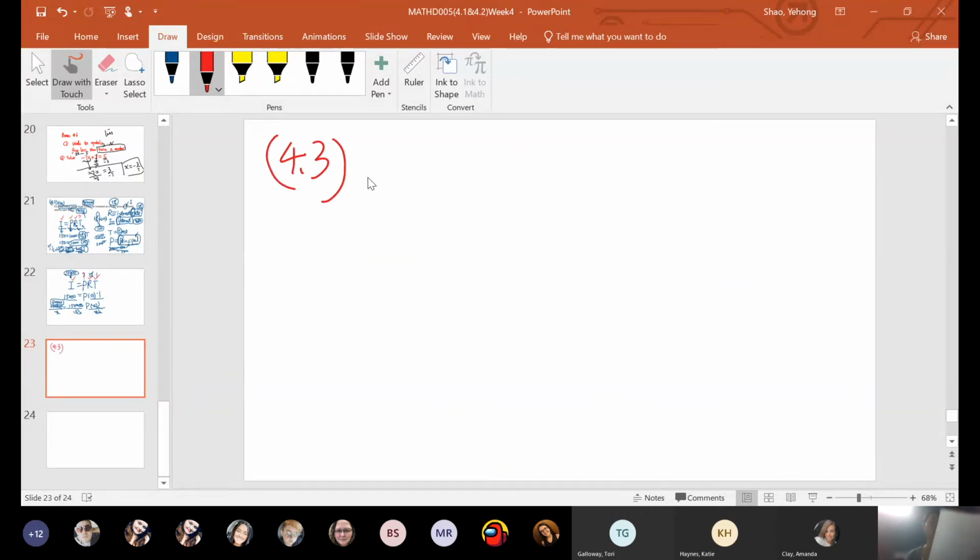So 4.3, we're going to solve equations involving decimals. If you can, bring up the homework to look at the problems and what type of questions they are.